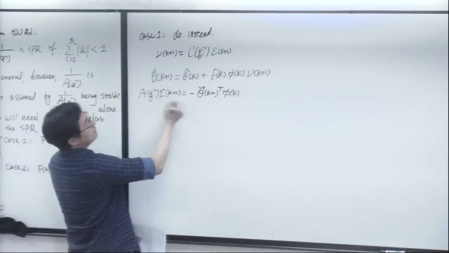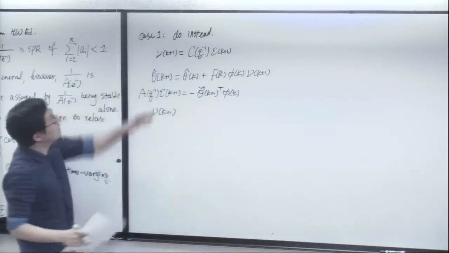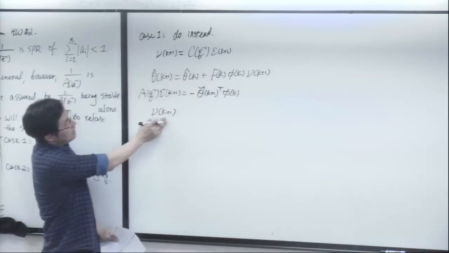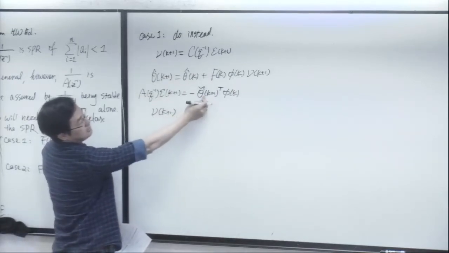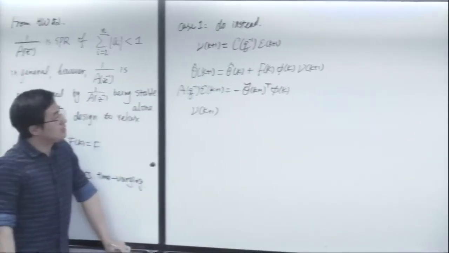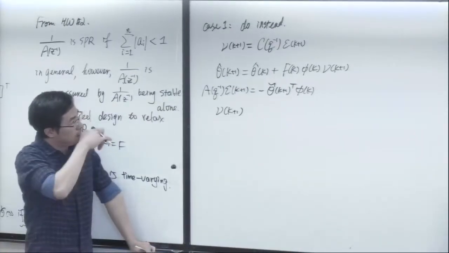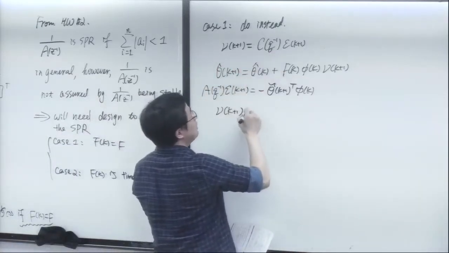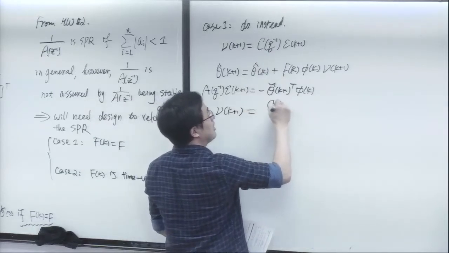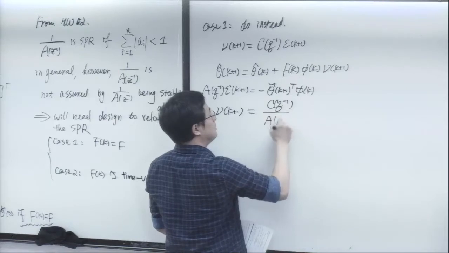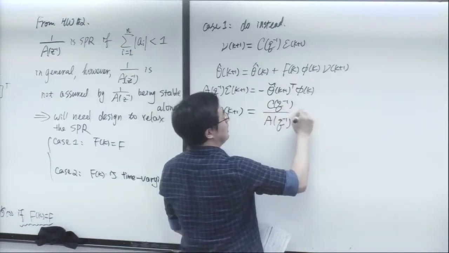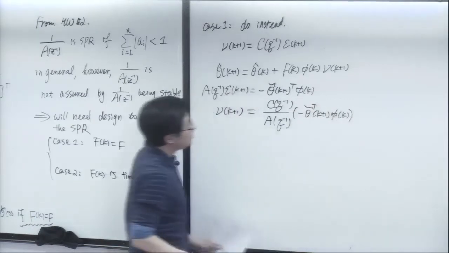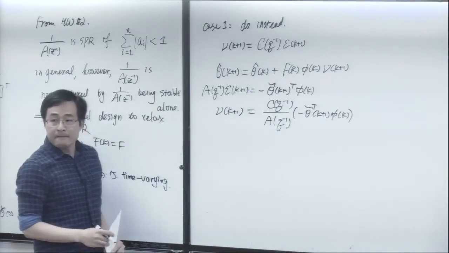So for nu, nu is a filtered version of epsilon. Let's think about how nu will depend on theta tilde and phi, these important vectors. Nu is C operating on epsilon. So we will have C of negative theta tilde transpose phi k, right?